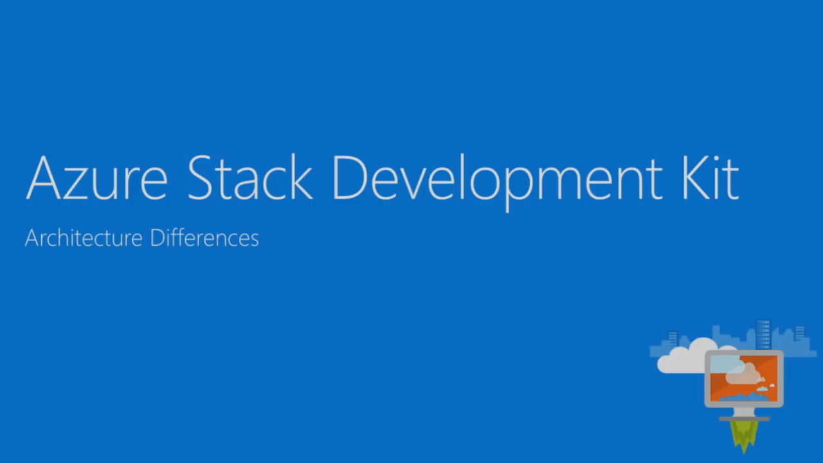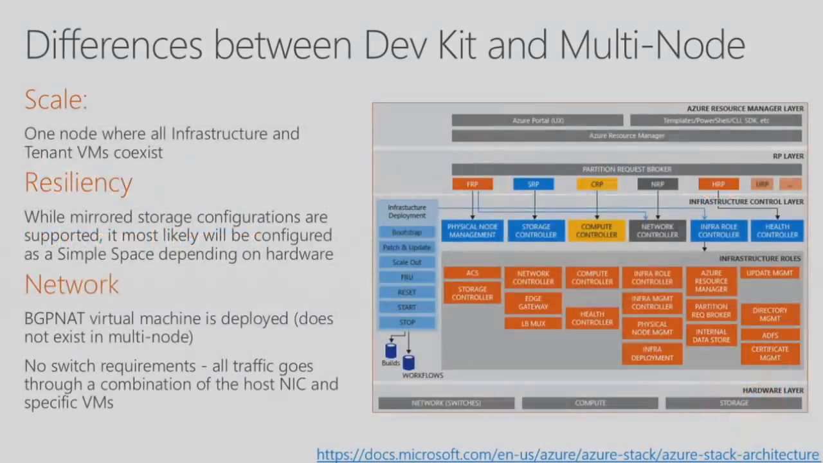So there are some architecture differences between Azure Stack Development Kit and Azure Stack multi-node. Scale is the first obvious one. Dev Kit has one node, and multi-node has more than one node. You've heard it's 4 to 12 right now. And everything coexists on that one node for single node.